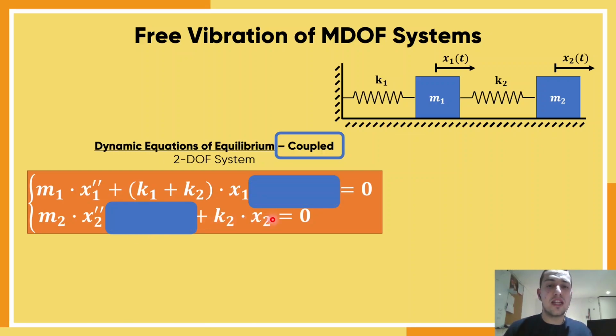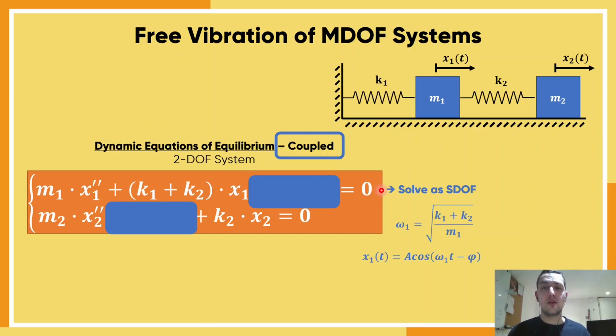And let's imagine that they disappear. If we don't consider these two terms, this first equation just depends on x1. So it's m1 times acceleration plus k1 times x1, and does not depend on the motion of the second mass. And if that was the case, we could solve this as a single degree of freedom. We could just say that the natural frequency is the square root of k over m, and say that the motion is described by a cosine wave, exactly as we described in the single degree of freedom video.